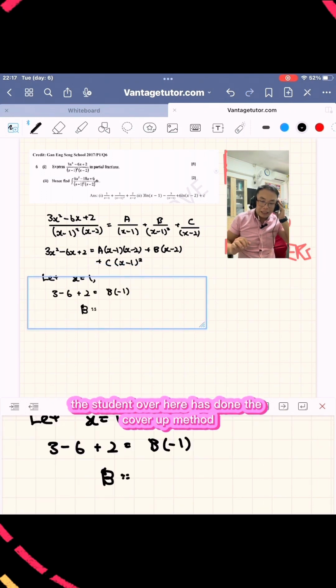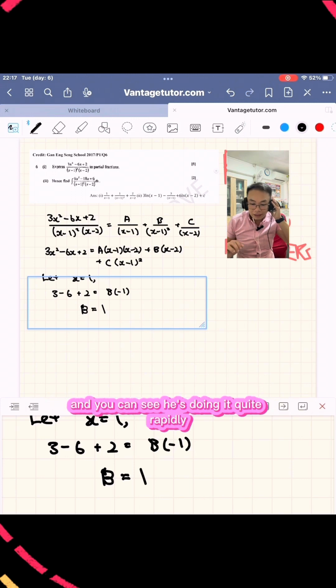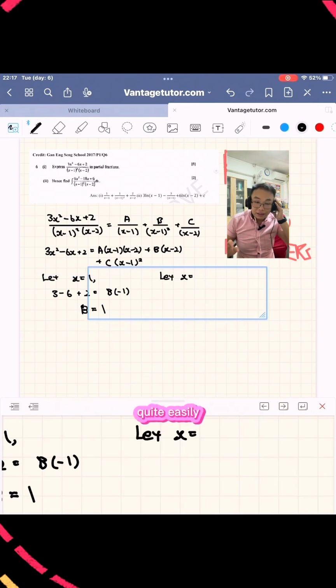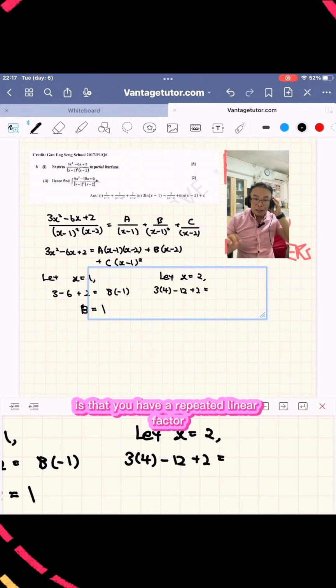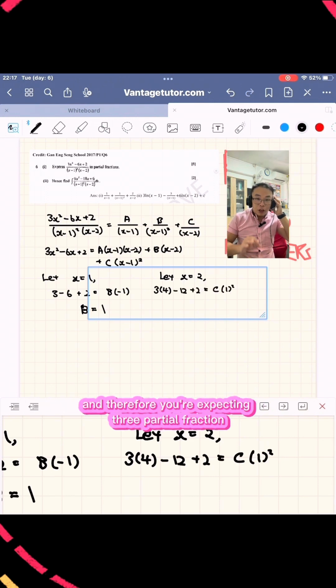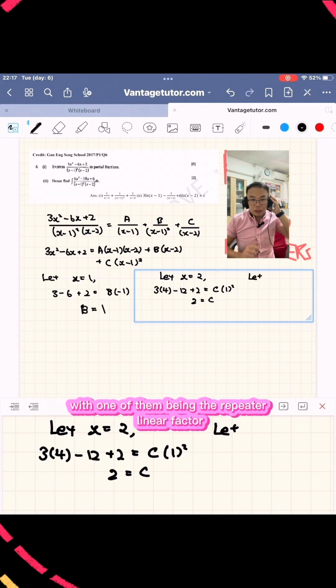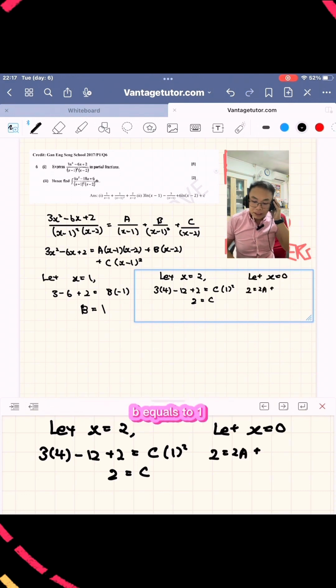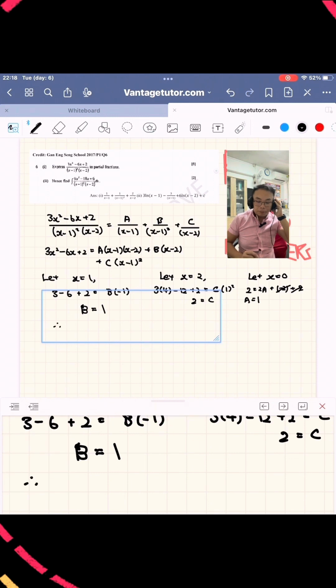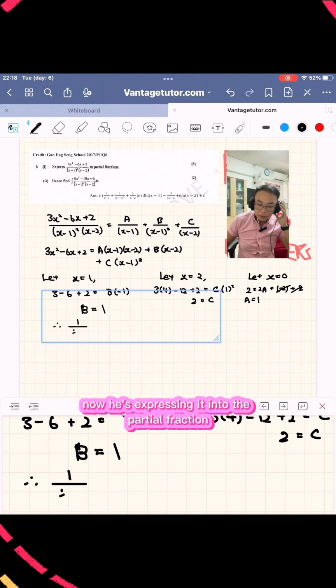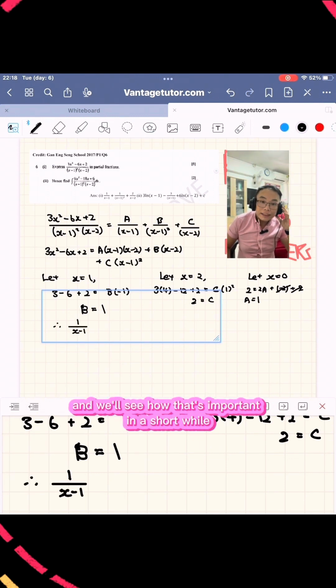The student over here has done the cover-up method. You can see he's doing it quite rapidly, quite easily. The only thing to take note of in this question is that you have a repeated linear factor, and therefore you're expecting 3 partial fractions, with one of them being the repeated linear factor. And you can see right now, b equals 1, c equals 2, and very quickly he's solving for a, which equals 1. Now he's expressing it into the partial fractions, and we'll see how that's important in a short while.